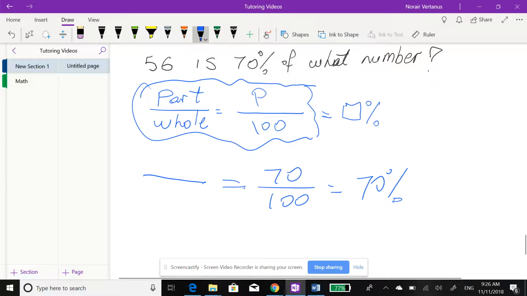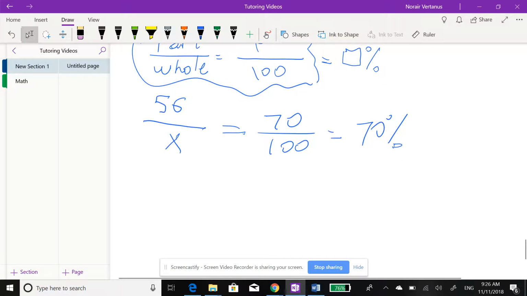So 56 is 70% of what number? Do you see that? 56 is the part. What number is the whole that we want to figure out? 56 is part of it. 56 is 70% of what number? You see that? A smaller part of a big number. Why a smaller part of a big number? Because it's 70, less than 100. So therefore 56 is in the numerator, and the unknown number is in the denominator. That was the key. So watch this again to figure this out better if you didn't get it.